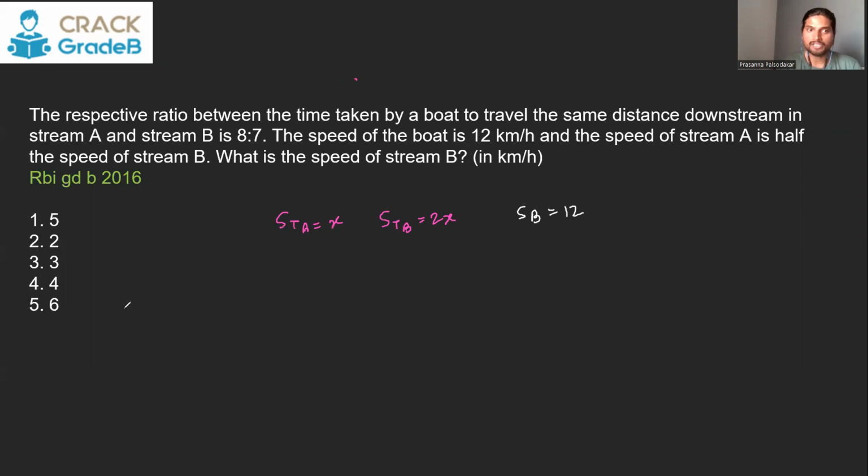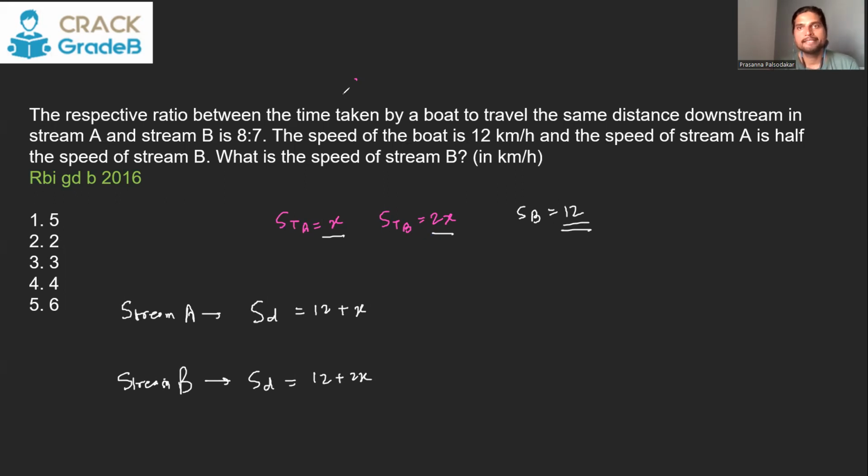So in stream A, the downstream speed of our boat is going to be the addition of both, speed of boat plus speed of stream, that is 12 plus X. And in stream B, the downstream speed of our boat is going to be speed of boat in still water plus speed of stream B. That is 12 plus 2X. They are saying the time taken to travel the same distance. Let's say the distance is d meters. So we travel this much distance with this much speed.